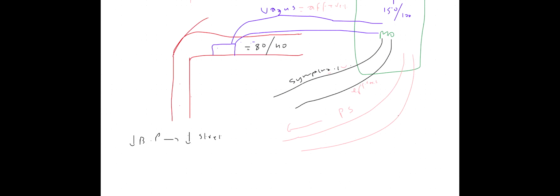Suppose your blood pressure is 80 by 40. When your blood pressure decreases, what will happen to the arterial stretch? The stretch of the arteries will decrease. And when the stretch of arteries decreases, what will happen to the efferent firing rate? The efferent firing rate will decrease.